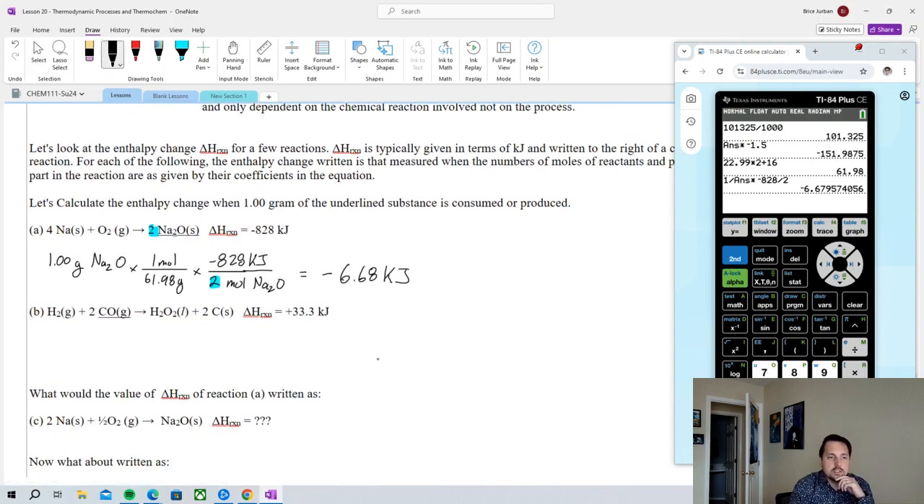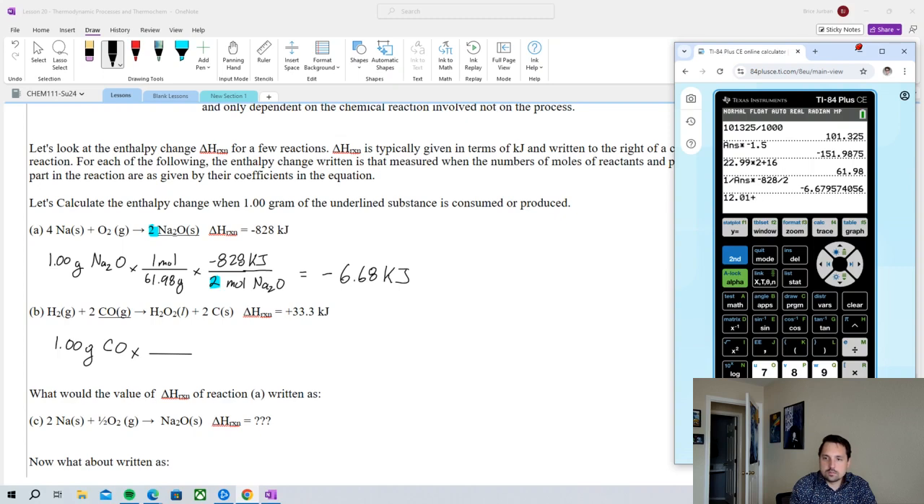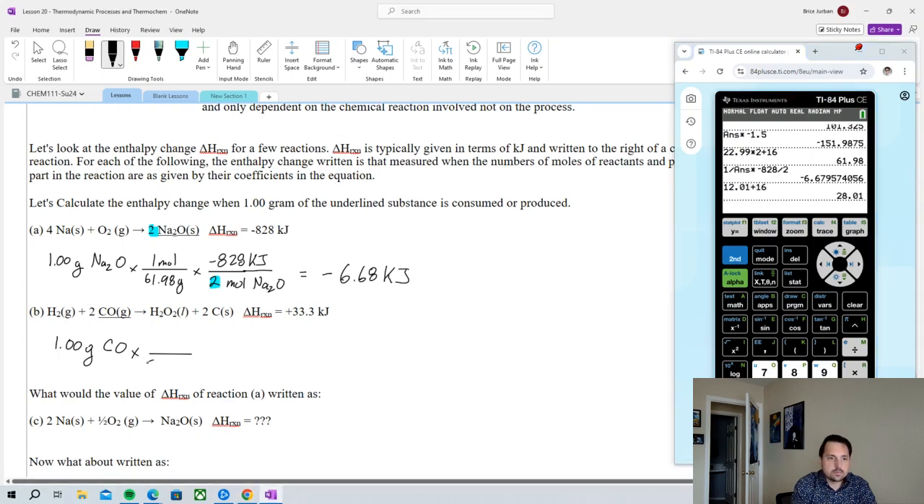Okay, how about this chemical reaction? Maybe pause the video and try this one and see if you can get it. Here we want to take hydrogen, combine it with carbon monoxide to form this molecule, which is known as hydrogen peroxide, and carbon. So we'll start with 1 gram of carbon monoxide, CO. Convert that into moles.